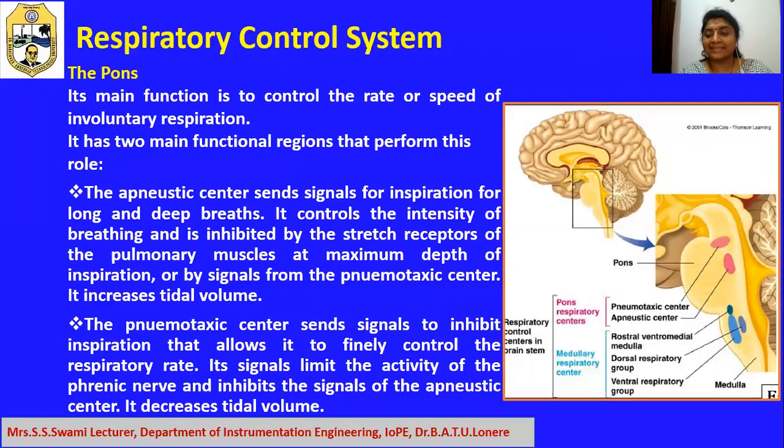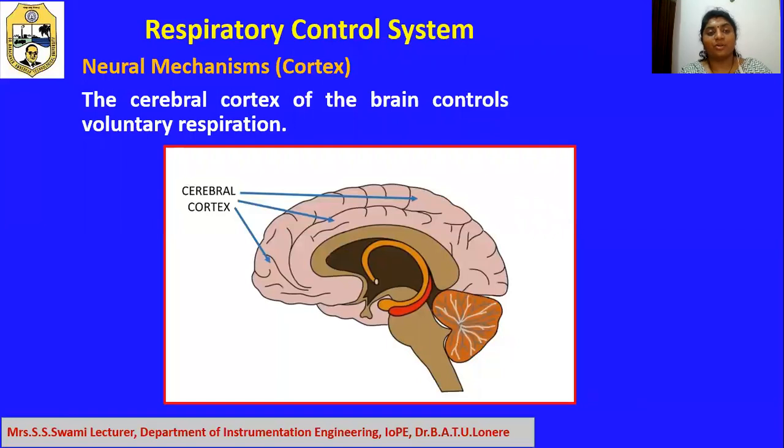The pneumotaxic center sends signals to inhibit inspiration, which allows it to finely control the respiratory rate. Its signals limit the activity of the phrenic nerve and inhibit the signals of the apneustic center. It decreases tidal volume. Last one is the cortex.